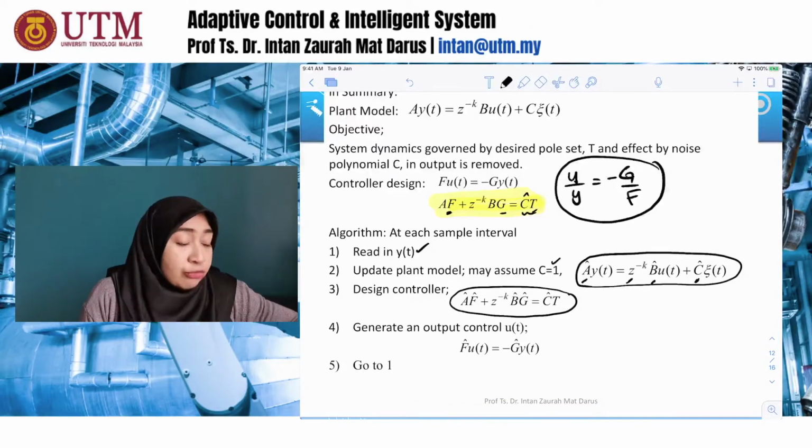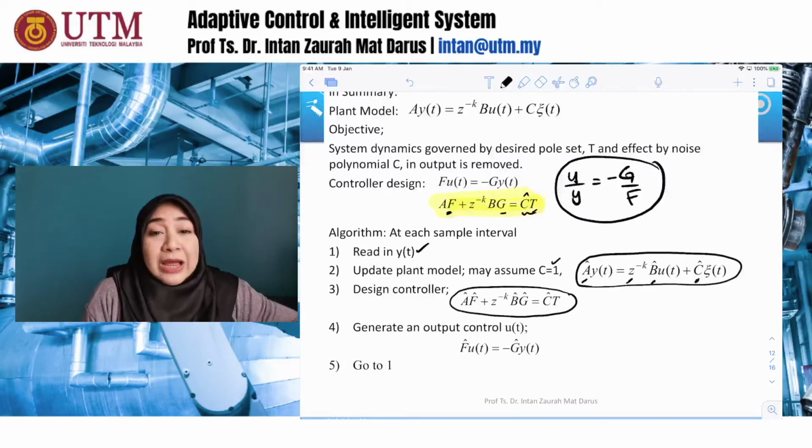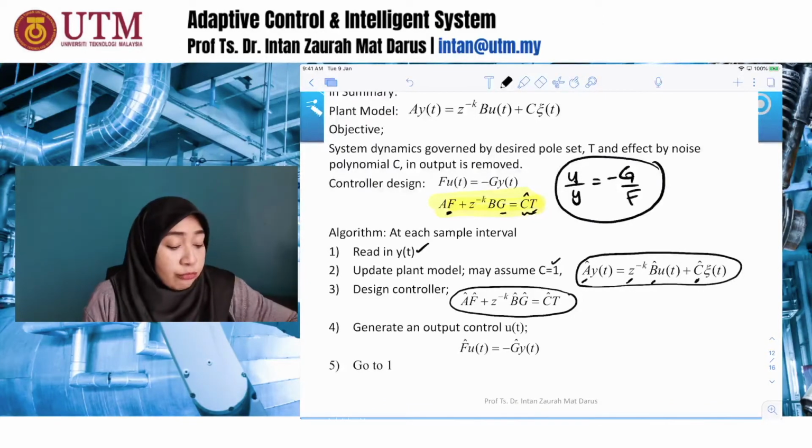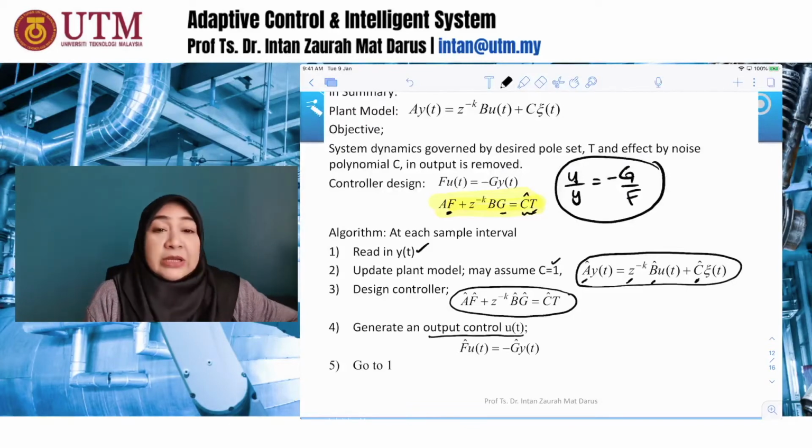Okay, so your design controller will be put there, and you will update the value of your controller F and G based on the updated value of your parameter polynomials A, B, and also the polynomial of noise C. Okay, and then you're going to generate the new control output U with the formula that we have derived earlier. Then you update this, and you know that your system keeps changing in parameter. That's why you need to design this kind of adaptive control.